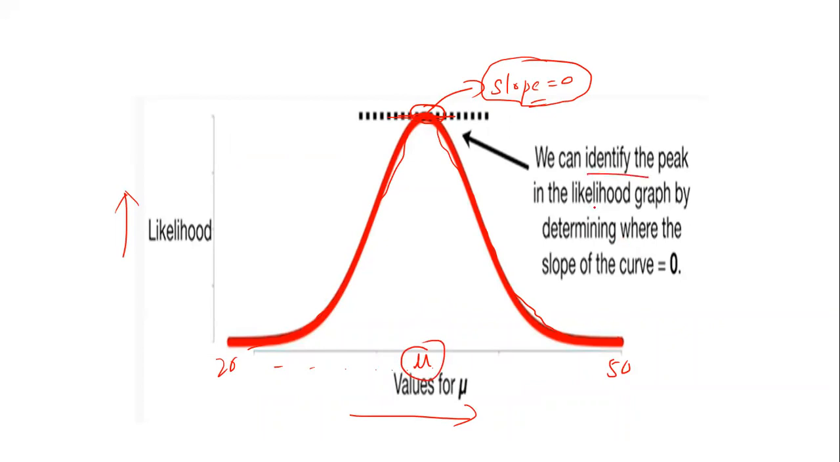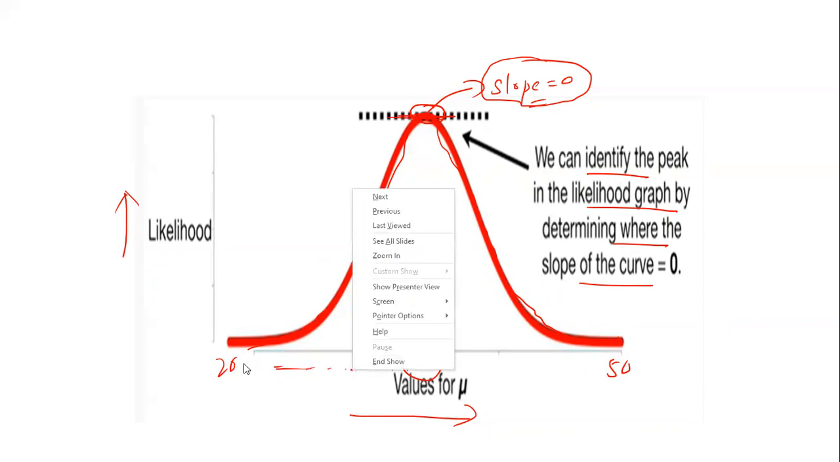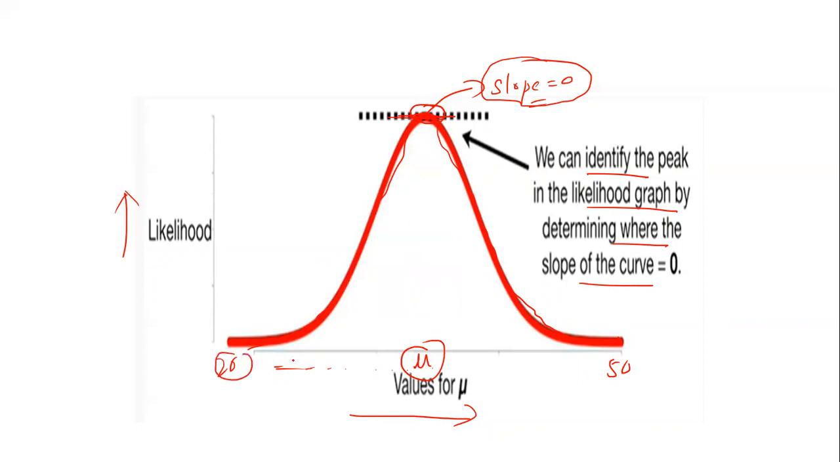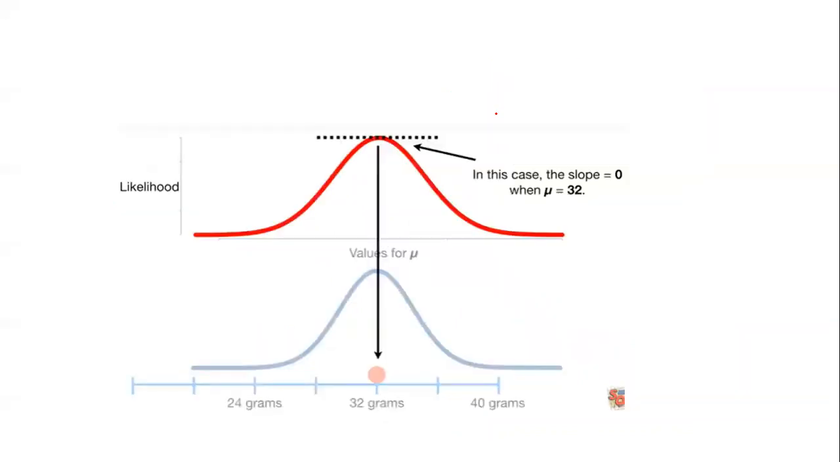We can identify the peak in the likelihood graph by determining where the slope of the curve is 0, right? I guess you are following. This graph is plotted for different values of mu. We have to apply all the possible values of mu and calculate the likelihood. By this graph, we can identify where we'll get the maximum peak. The maximum peak is represented with slope equal to 0. So for this given example, we'll get the highest peak for mu equal to 32.